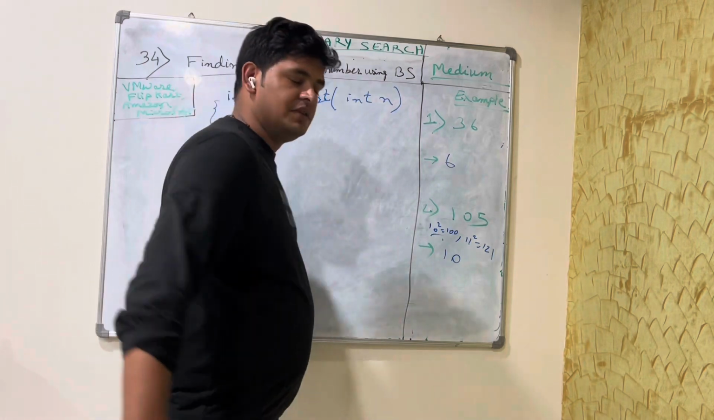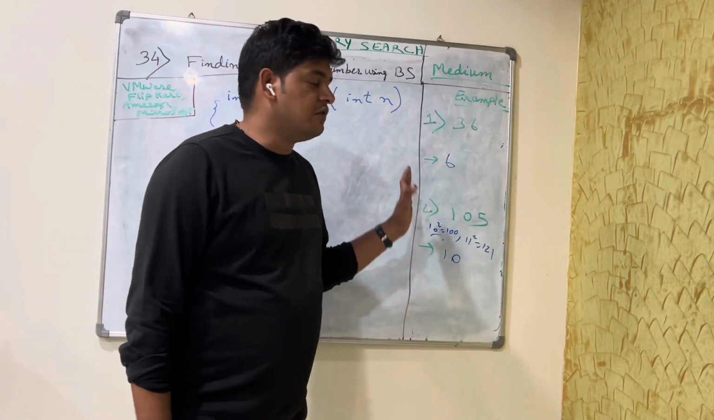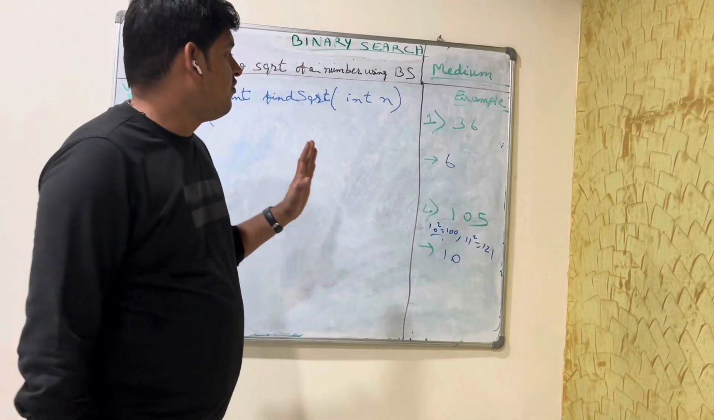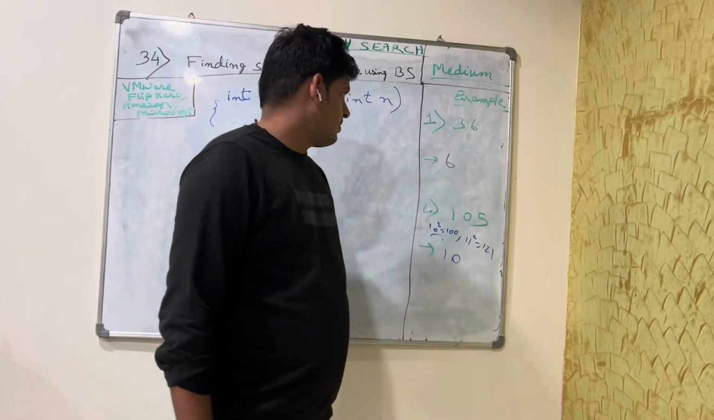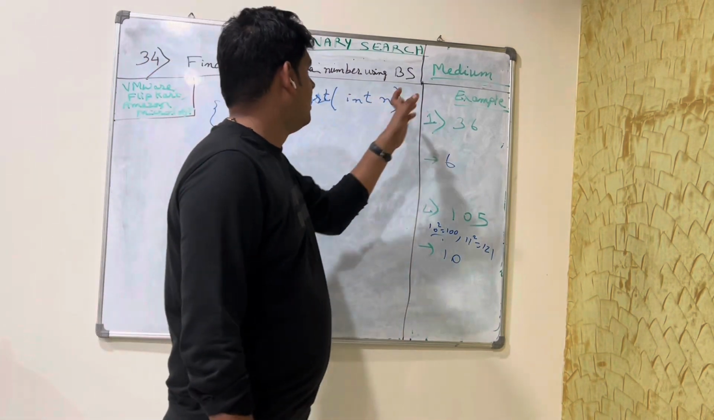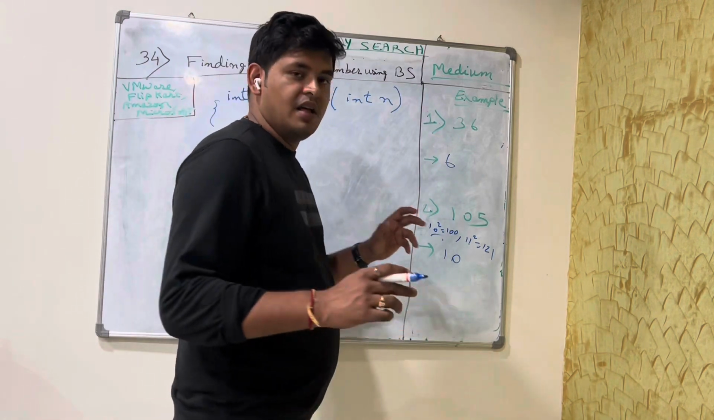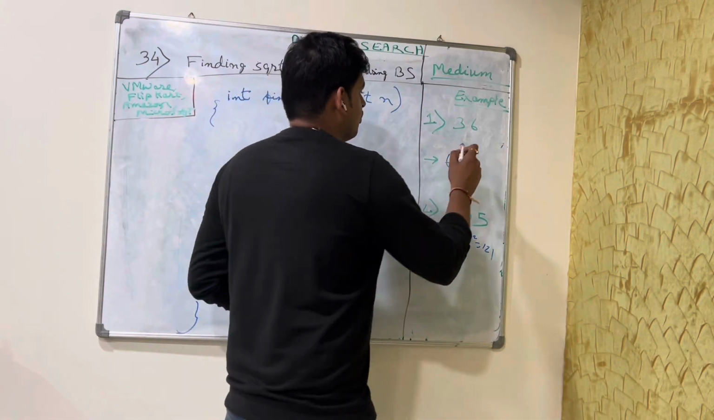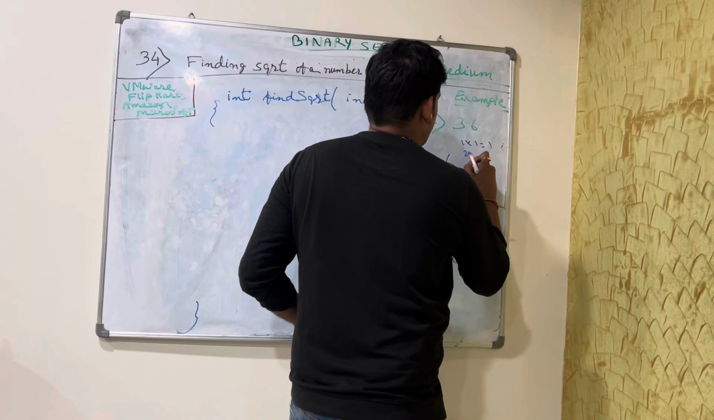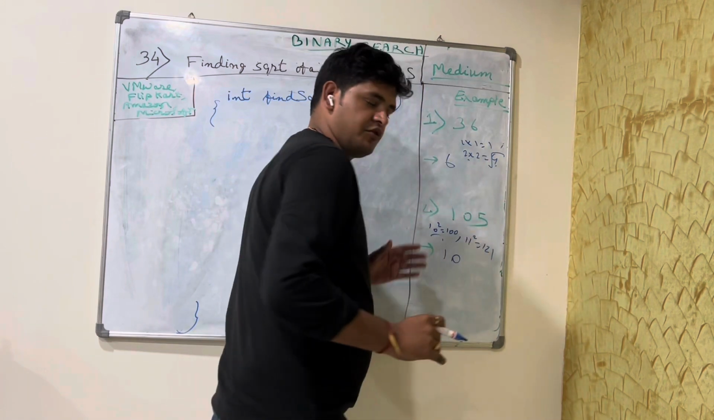Now, how do we solve this using binary search? Before solving it using binary search, how do we solve this question in general? If the input is n and we need to find its square root, what do we do? We know 1 into 1 is 1, 2 into 2 is 4. So the square root of 4 is 2, right?